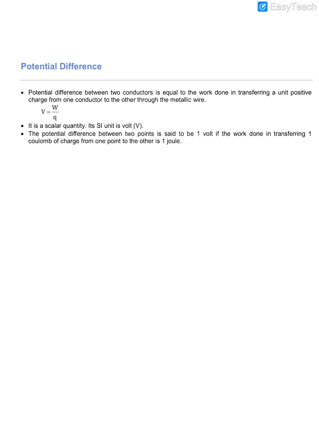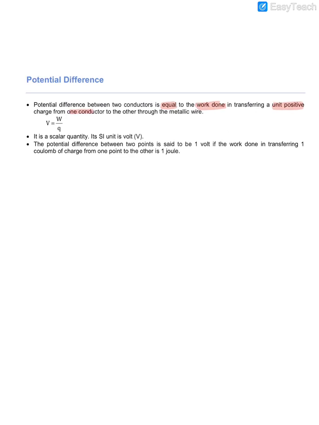So the potential difference is basically equal to the work done in transferring a unit positive charge from one point to another point, through a metallic wire. Okay, so you can pause the video here, and you can read and learn this if you want to.